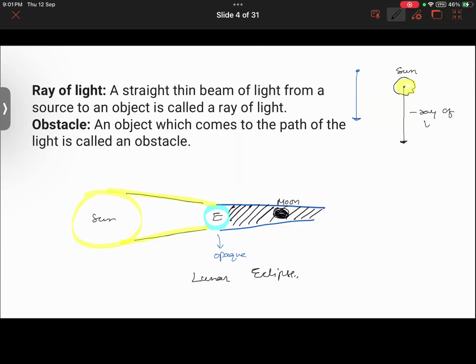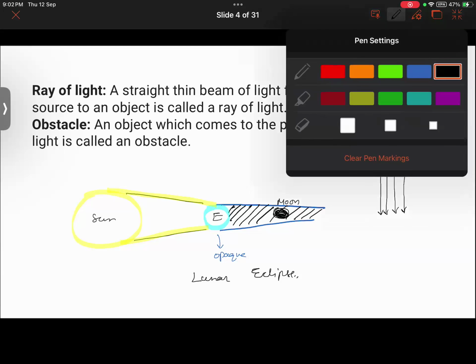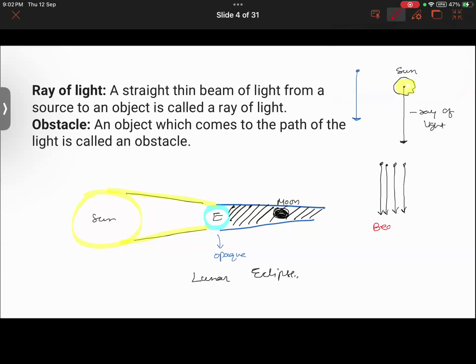Ray of light. So it's a straight thin light which comes from an object. That is what a ray of light is. Now if there are several rays of light like this, there is this one ray of light. Now let us say we have several rays of light, 1, 2, 3, so many. So that will now be called a beam of light. This is a beam of light. While this was just a ray of light, a thin line of light, when there's a group of rays, that will be called a beam of light.